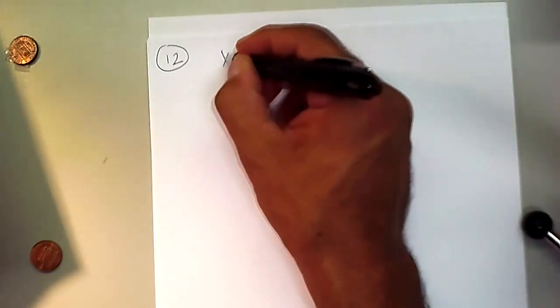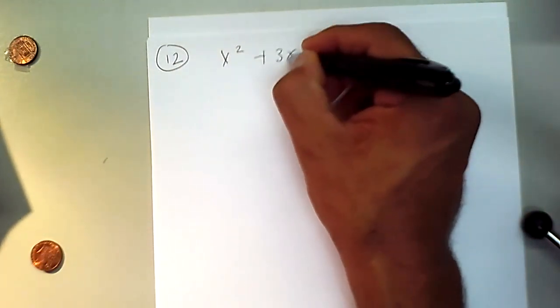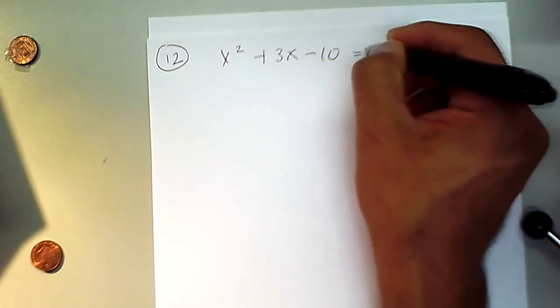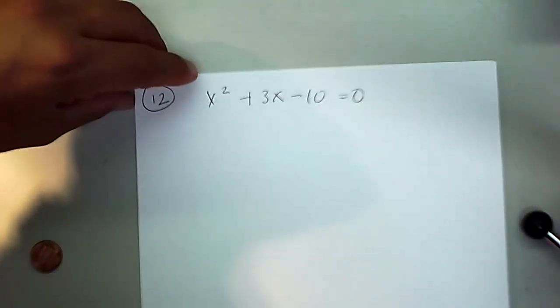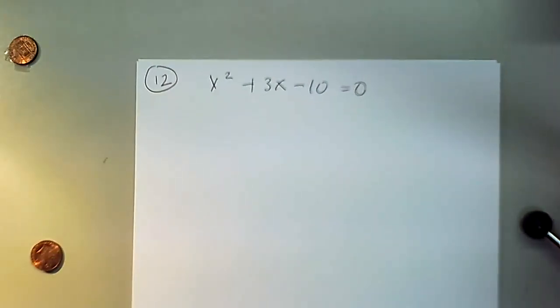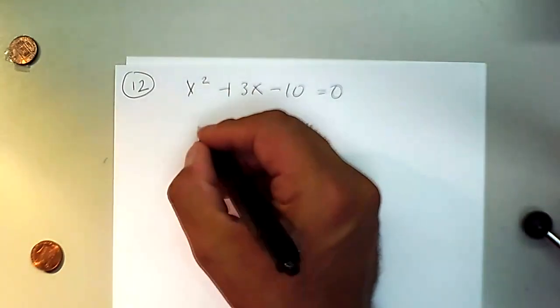Let's say we have x squared plus 3x minus 10 equal to 0. And we want to solve this equation by completing the square. There's an algorithm, a method, a sequence of steps to follow. And I'm going to show you.